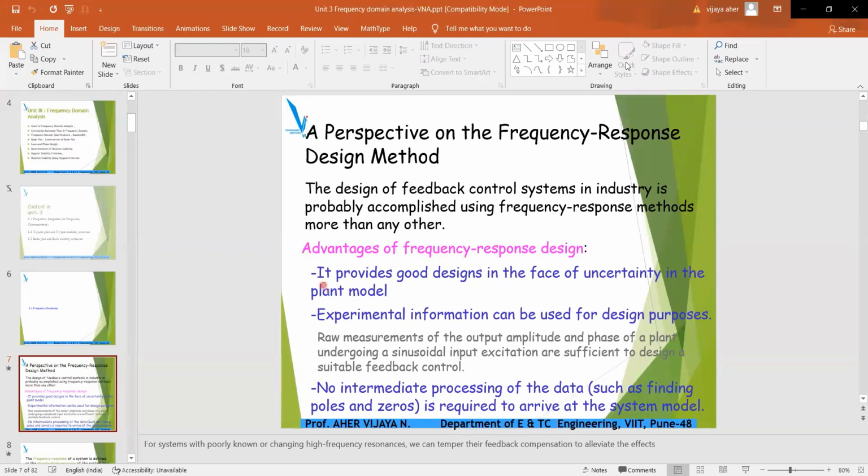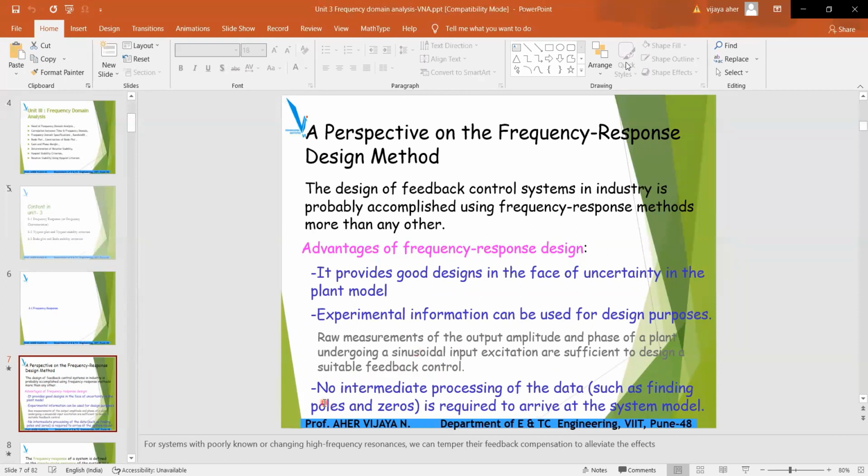Very first, frequency response design provides good designs in the face of uncertainty in the plant model. Important advantage of the frequency response design method. Second, experimental information can be used for design purposes. Raw measurements of output amplitude and phase of the plant undergoing a sinusoidal input excitation are sufficient to design a suitable feedback control system. Which is the input? The input excitation used is sinusoidal input.